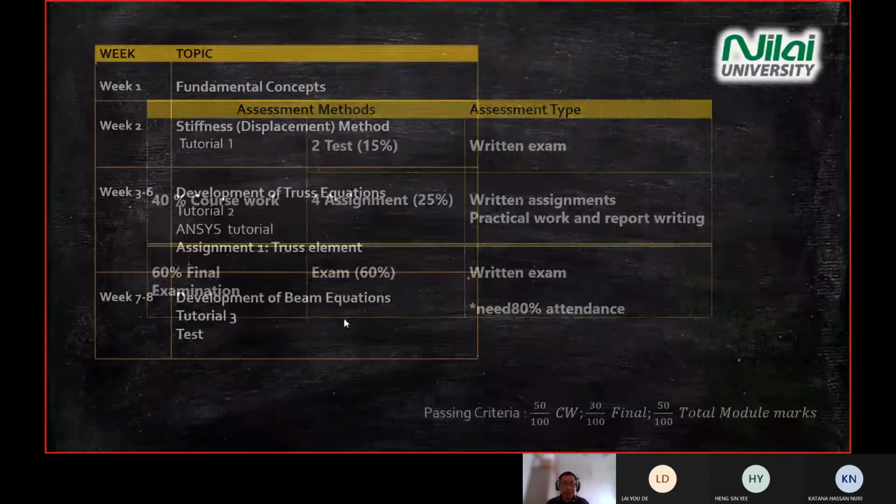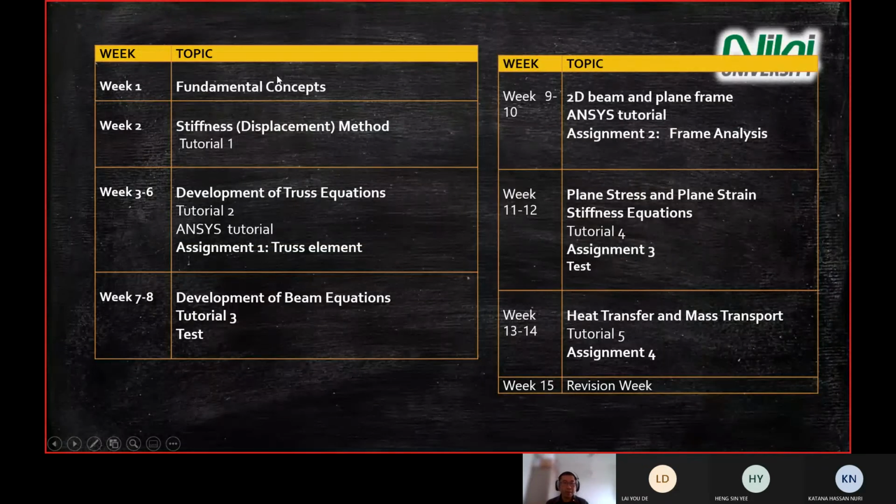So again, we already went through the fundamental concepts, and we already went through the stiffness displacement method. Now we're going to look at the truss equation, and then I'll give you an assignment after this. So we're going to look at the development of the truss equation today.